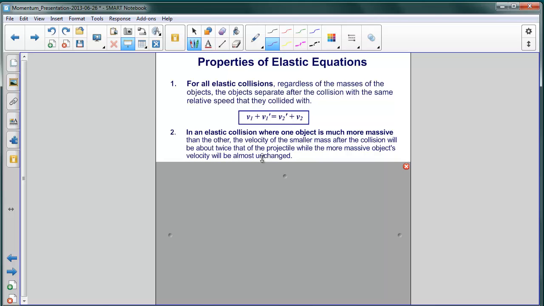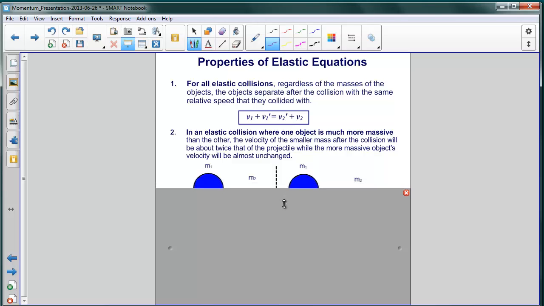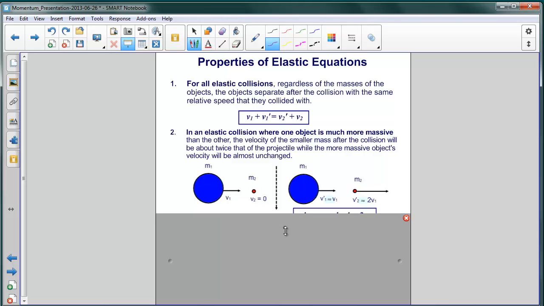So what we can see is that if v1 is the large mass, then before and after is the same, so we get 2v1 prime. If the smaller mass wasn't moving to begin with, its velocity would be 0, and consequently we could see that v2, a small object hit by a larger object, is going to be going twice the speed of the larger object when it's hit. And that's what this diagram expresses.